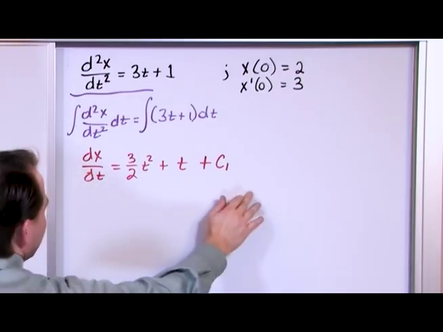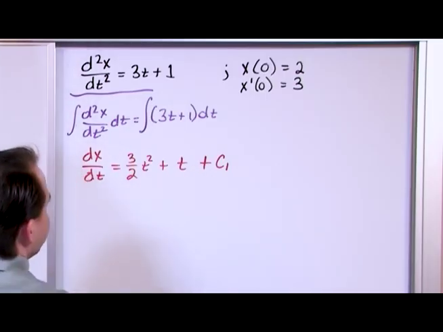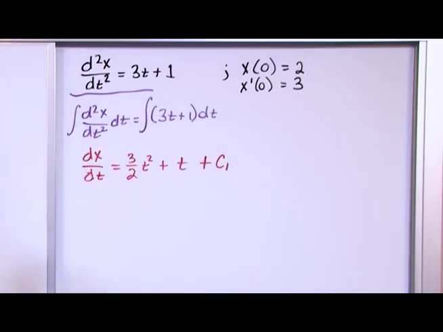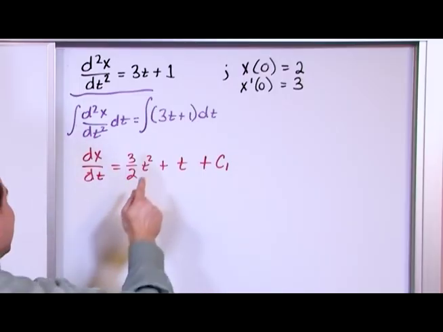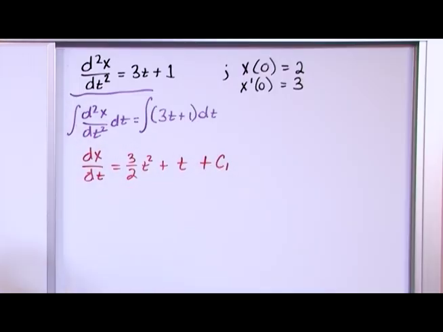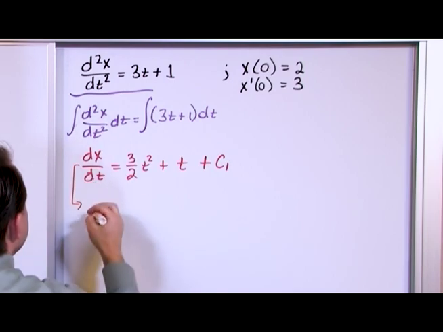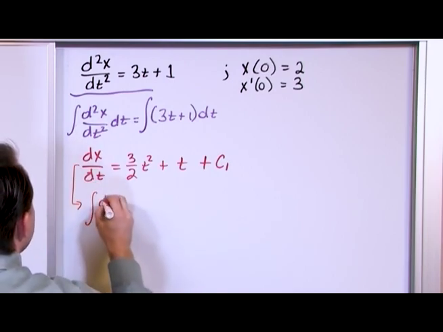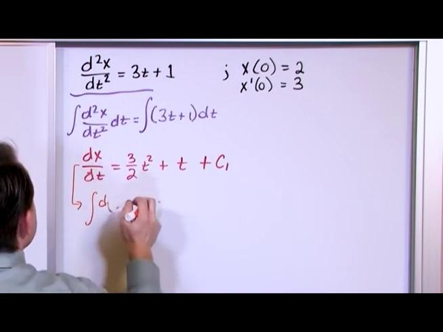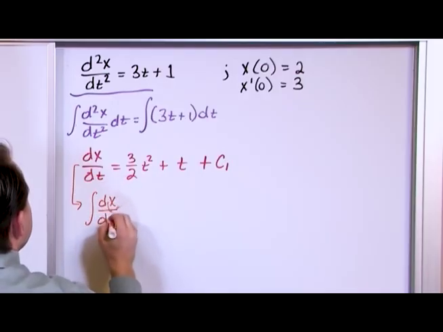So even this is kind of hard to read, but I know that this is the variable. So I'm going to leave it like that. So we got 3/2 t squared plus t plus constant 1. So that's a good first start. Now let's take this and let's integrate it again, because we need to isolate the variable. So let's integrate dt. Whoops, it's going to be dx with respect to time.